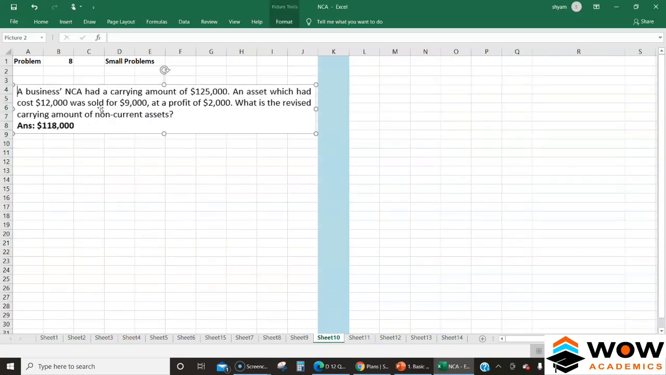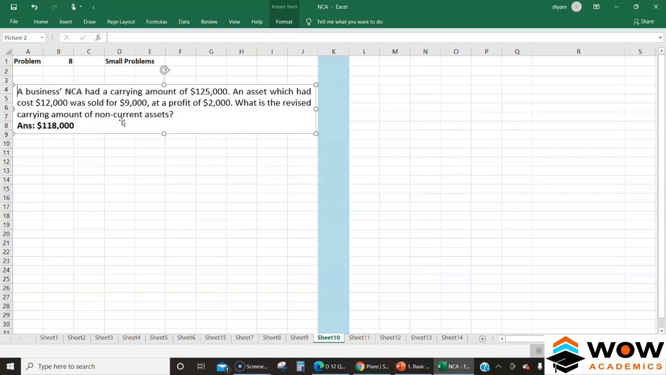So here he's saying a business's NCA had a carrying amount of 1,25,000. An asset which had cost 12,000 was sold. Okay, not the entire thing. Only 12,000 worth of the cost of the asset was sold for 9,000, at a profit of 2,000. What is the revised carrying amount?